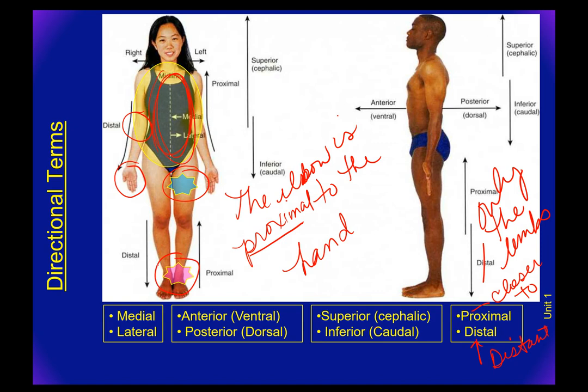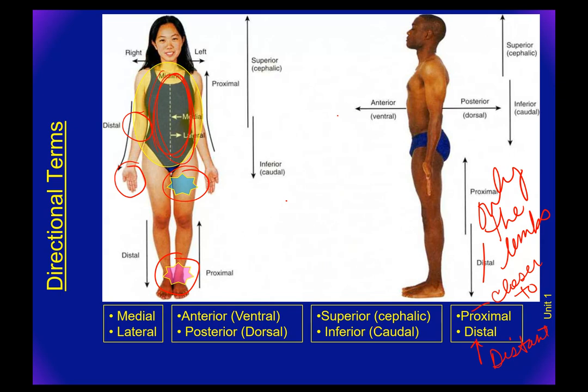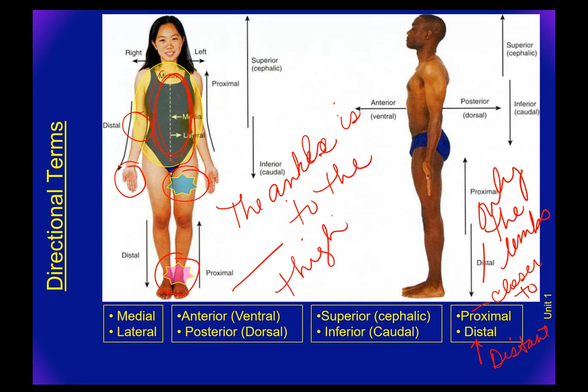In this example, we're talking about the thigh versus the ankle, right? So if I were to say the ankle is blank to the thigh. Again, we're talking about a limb. So is the ankle distant or is it closer to the torso? It's distant, so we would say it's distal.